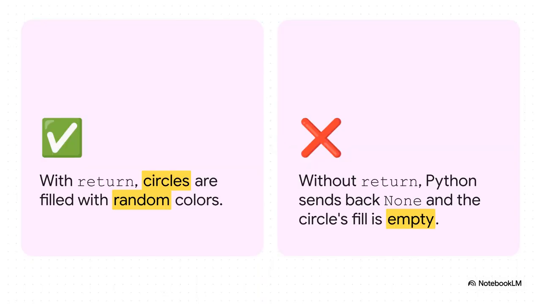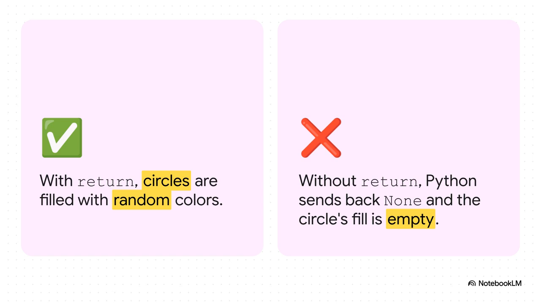And the difference is like night and day. When you use return, your program works perfectly. Every click, you get a new colored circle. But without it, the function runs, finds nothing to send back, and so it returns a special Python value called None. And what happens when you try to fill a circle with None? You get, well, nothing. An empty circle.